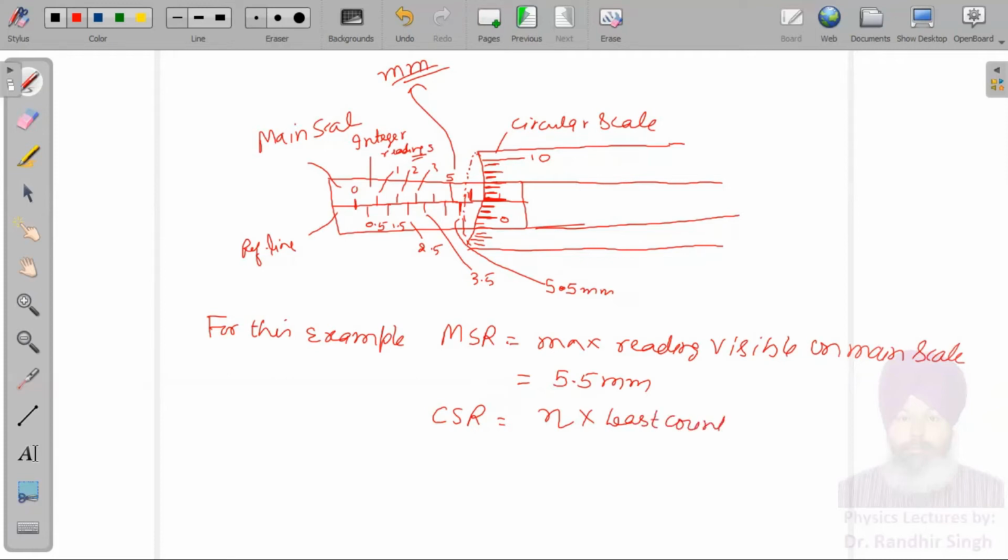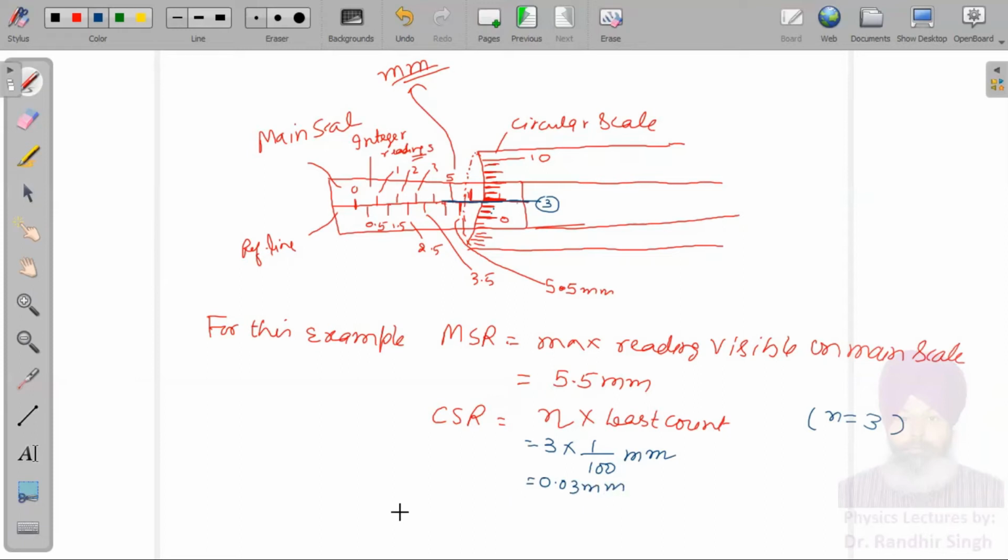So if you can see this reference line, I will change the number color. This reference line, you can see it is in contact with, this is 0, 1, 2 and 3. So this is the third circular scale reading. So here n is equal to 3, and the least count is 1 by 100 mm for this equipment. You can verify this very easily when you visit our laboratory. So it will be 0.03 mm.